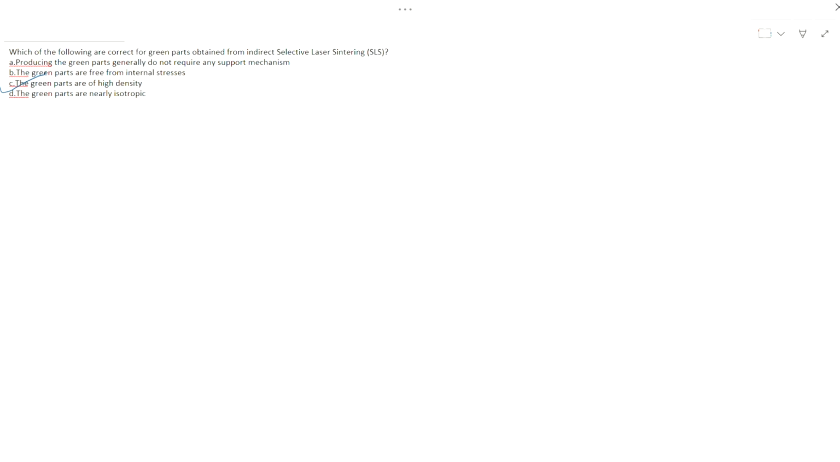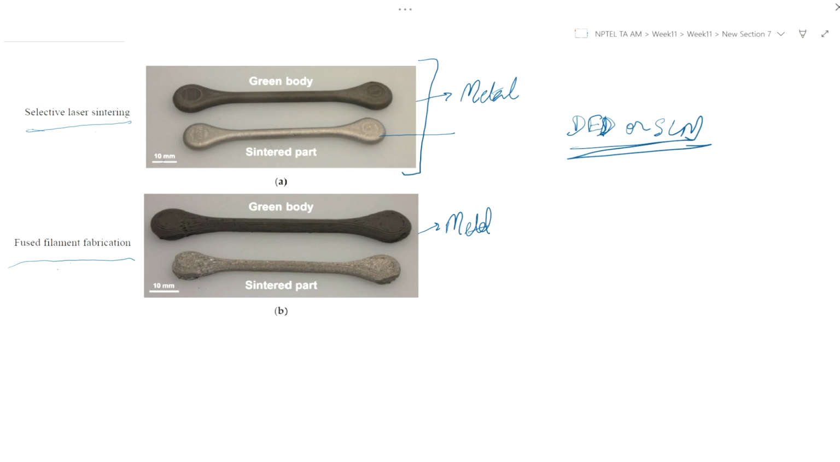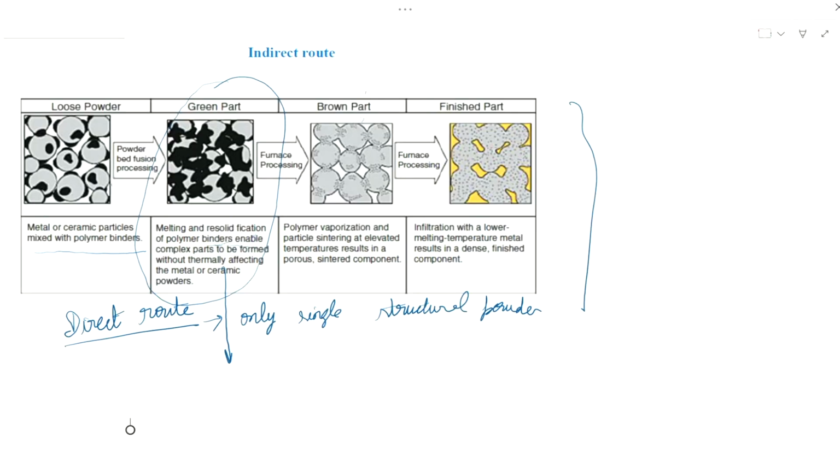So, this direct SLS and indirect SLS is very important, and you need to understand the difference between the direct and indirect SLS methods. Like we saw here, this is the indirect route, and in the direct route only a single structural powder is there. But here we have polymer binders, which are again removed through furnace processing.